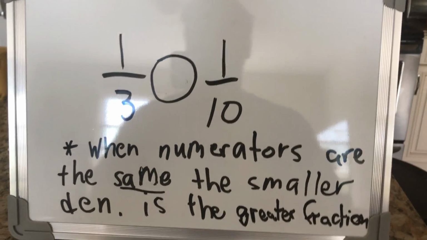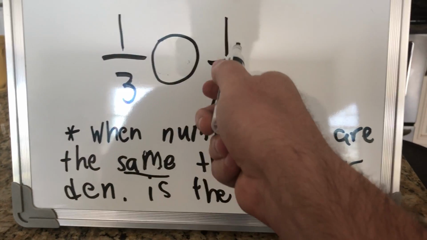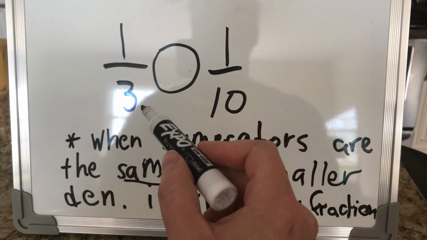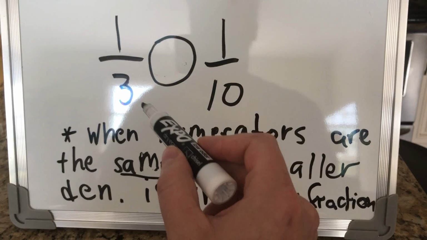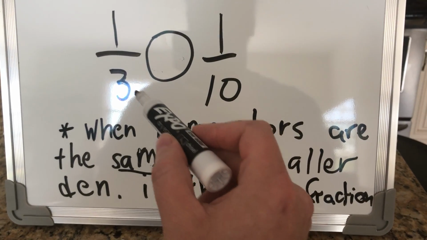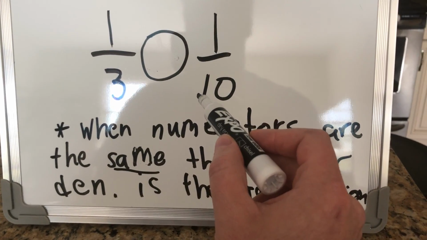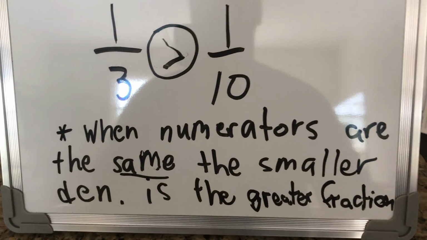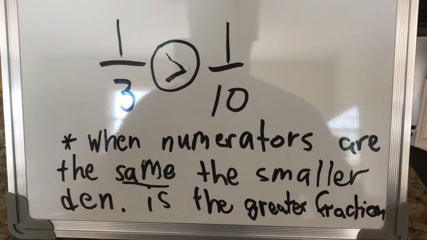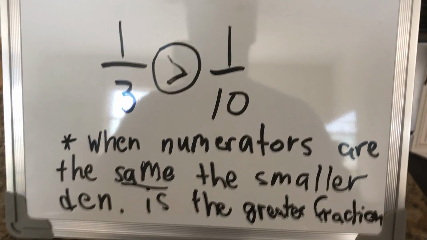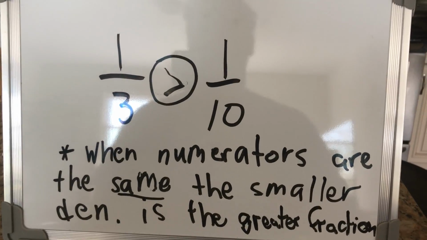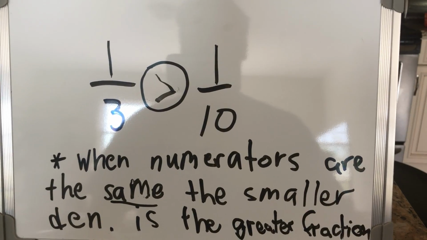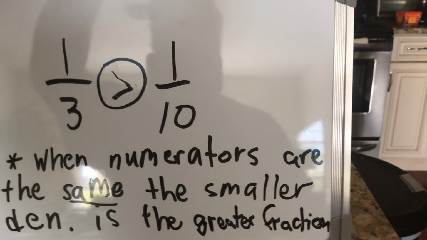So in this case, I see the numerators are 1. So my greater fraction is going to be determined by what denominator is the smallest. And in this case, 3 is smaller than 10. So that means that 1/3 is greater than 1/10. All right, and again, this only works if the numerators are the same. It doesn't work if the numerators are different.